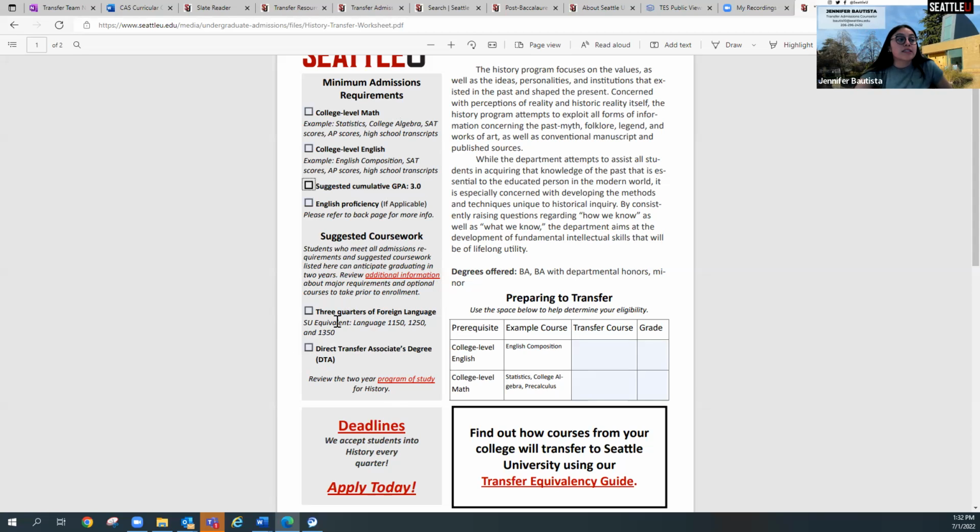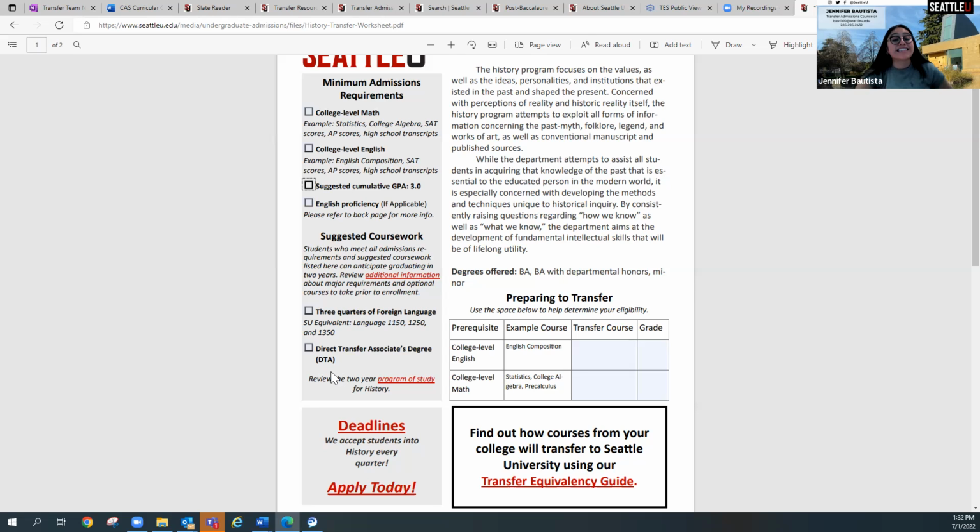The true requirements down here are 3/4 of foreign language. So if a student does not already speak a foreign language, students will be required to take college level language. This is going to be 3/4 or a year, since Seattle U is on the quarter system.